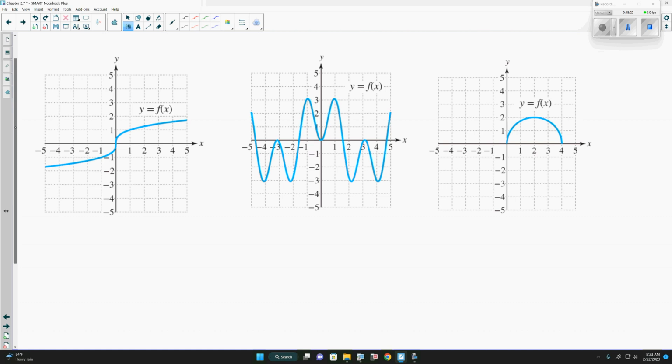So if we look at these three here, if it is reflected across the y-axis, this point (1, 1) should be symmetric to (-1, 1). We can flip it right across the y-axis. So we're really just changing the x value. Well, you can see that's not true.